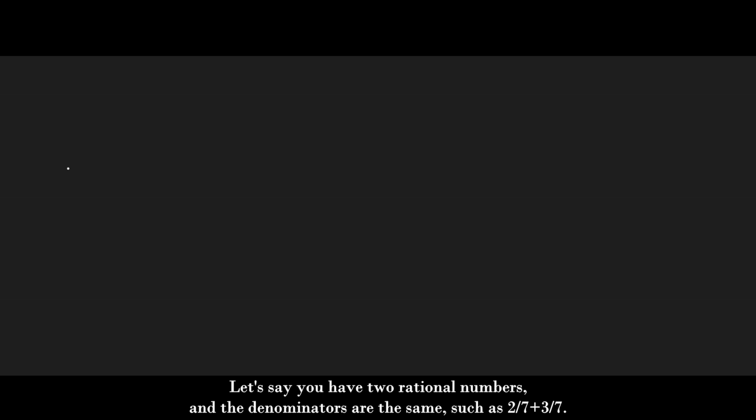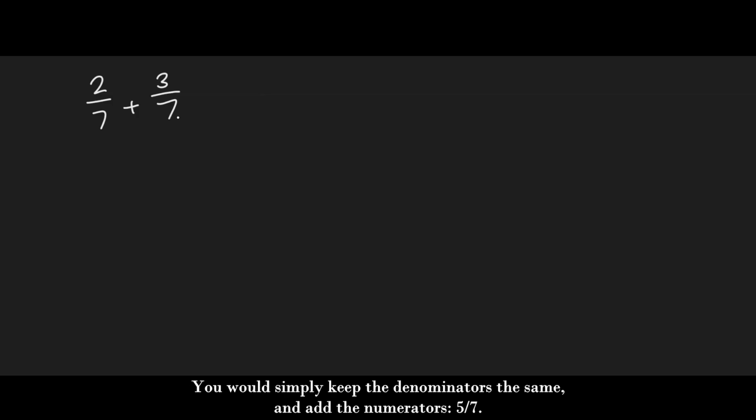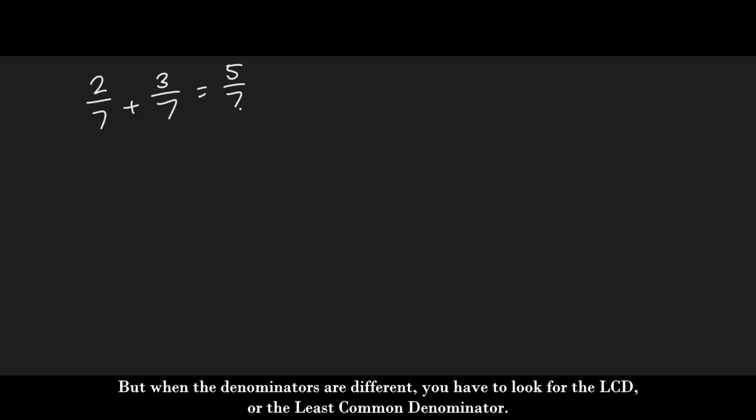You're going to have the easy problem or the hard problem. Let's start with the easy problem. Let's say you have two rational numbers, and the denominators are the same, such as 2 over 7 plus 3 over 7. You would simply keep the denominators the same and add the numerators, 5 over 7. But when the denominators are different, you have to look for the LCD, or the least common denominator.